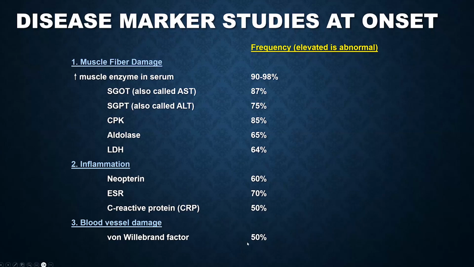And then this test here, von Willebrand factor, is an enzyme that's inside the blood vessels, inside the wall of the blood vessel, actually. And if it's elevated, it suggests there's damage to the wall of the blood vessel. So with this group of tests, we can assess all three components of what's going on in the muscle tissue itself. So these are indirect measures.